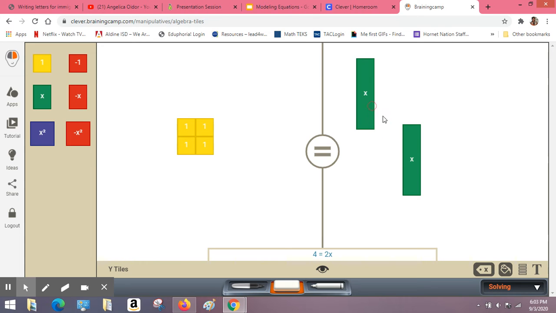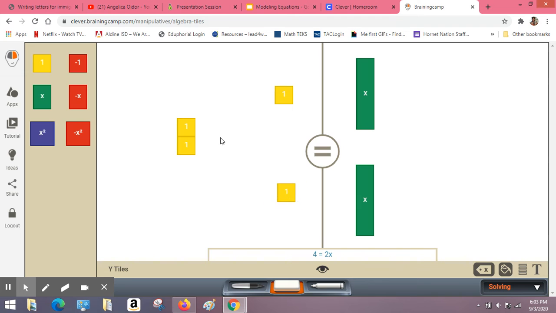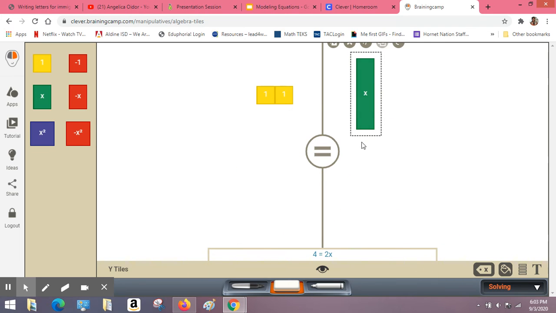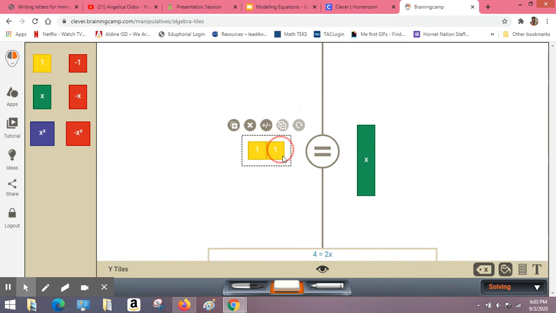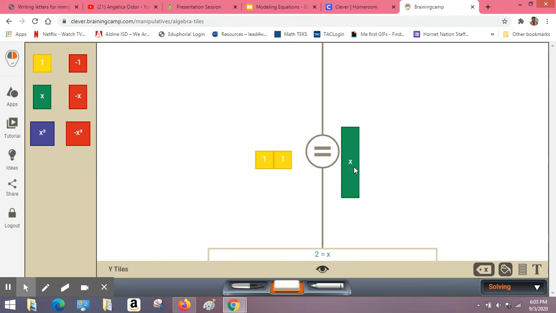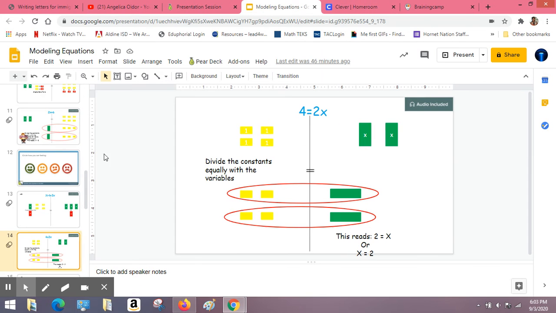So I'm going to divide. That's my last step. So 1, 1, 1, 1. So 1x equals 2, and 1x equals 2. I don't know why it's not showing it down here, but 1x equals 2, and that should be it. There you go. Okay, so next one.